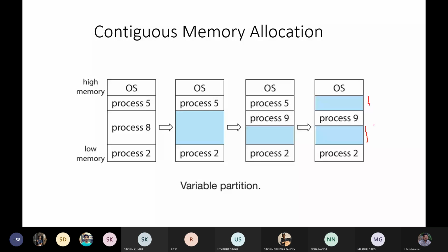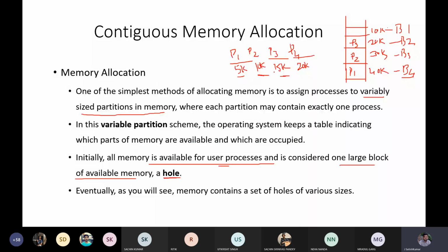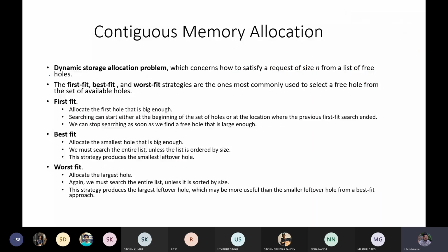Yes, sir. Now with these available holes, suppose this is the state, that's where the variable size comes into the picture. Suppose this space can be 10k, this space 20k, this some other process 30k and 40k. Now when a new process is coming, which block you will allocate to which process will create an issue. That's what we call the dynamic storage allocation problem, which concerns how to satisfy a request of size n from the list of free holes.